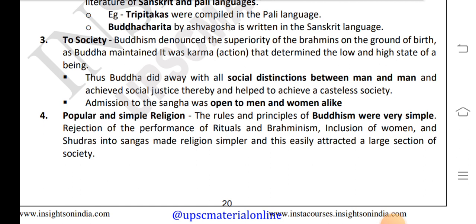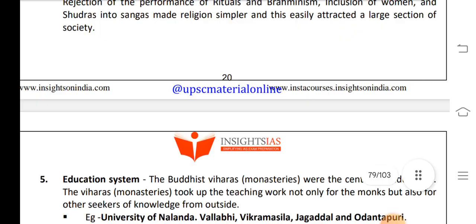superiority of the Brahmins on the ground of birth. As Buddha maintained, it was the karma, actions, that determined the low and the high state of beings. Thus Buddha did away with all the social distinctions between men and achieved social justice, and thereby helped to achieve a casteless society.